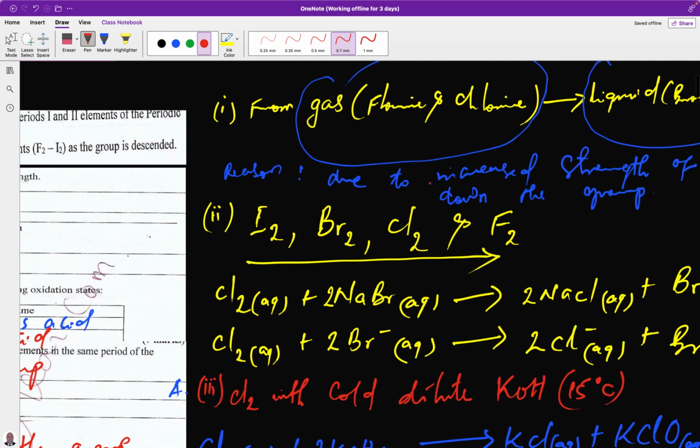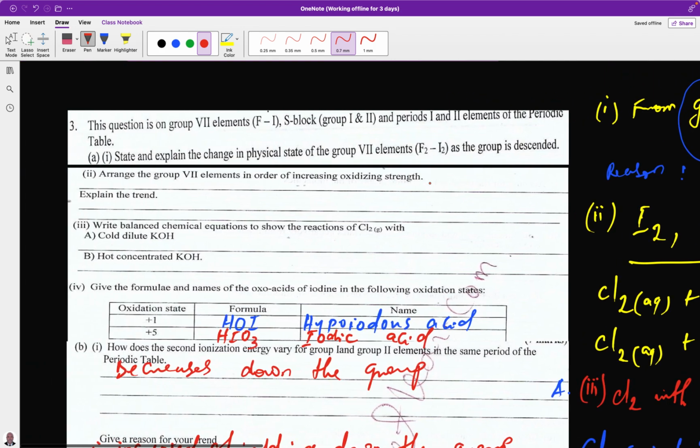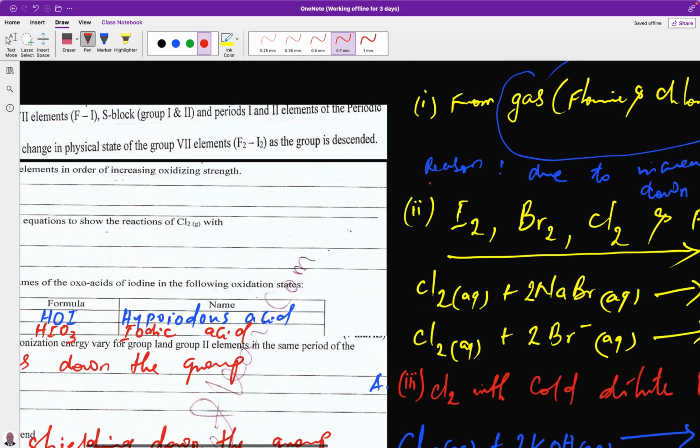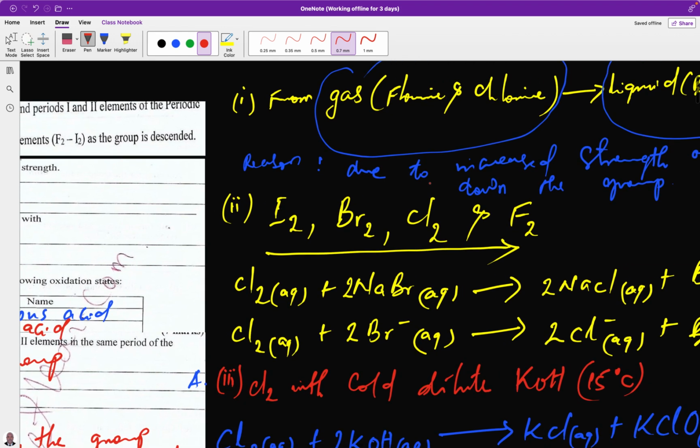So now we're told in question two to arrange the group 7 elements in order of increasing oxidizing strength. Oxidizing strength is the ability to accept electrons, to draw electrons towards yourself. So in that case, fluorine is the strongest oxidizing agent in group 7 because it has the highest ability to attract electrons. So the increasing order will be iodine, bromine, chlorine, and finally the most oxidizing one is fluorine.